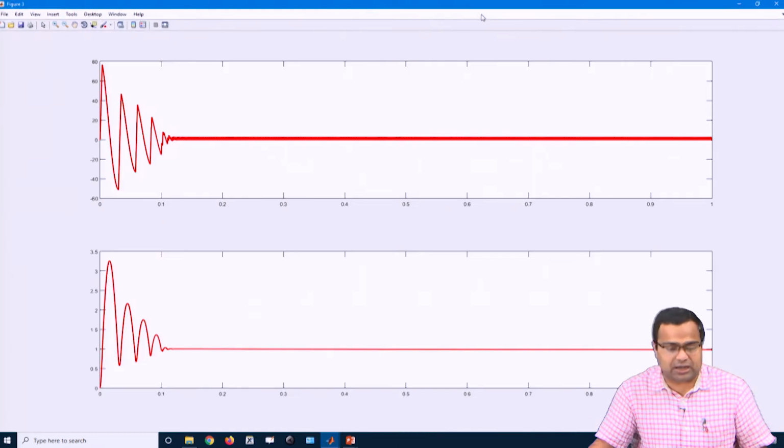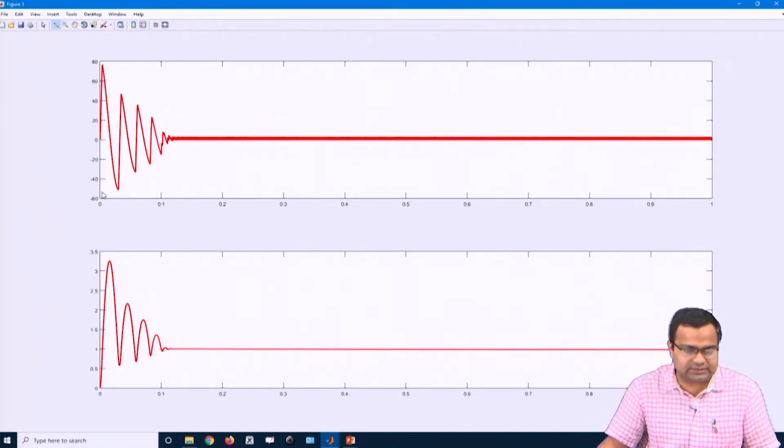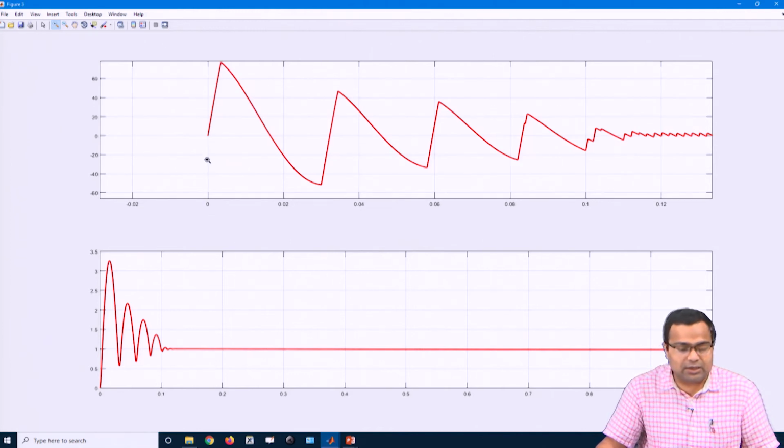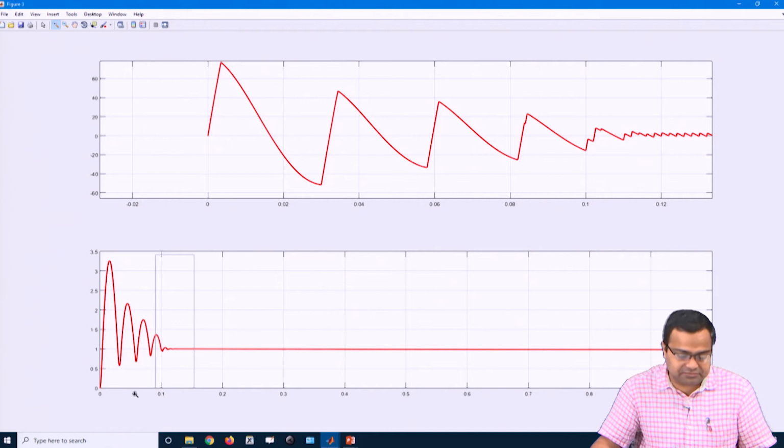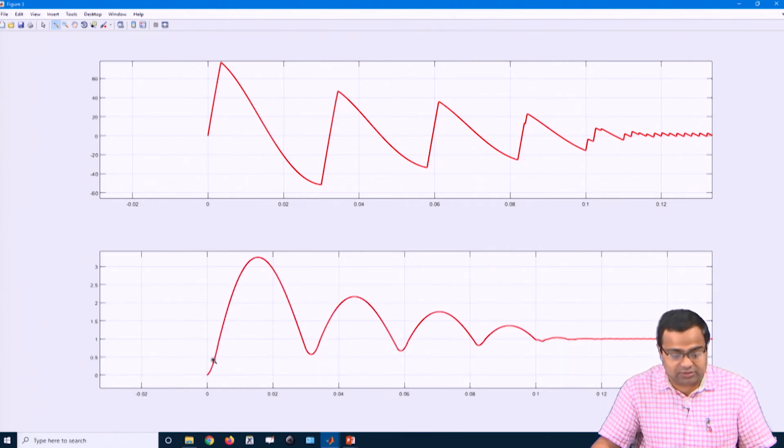So, this shows the startup action, because this particular top one is my inductor current, and this is my output voltage. So, you see the inductor current actually goes up to close to 80 ampere, just because we are using a gain, maybe it is a large gain, and the voltage is also going above 3 volt, close to 3.5 before it comes to steady state, which is 1 volt.